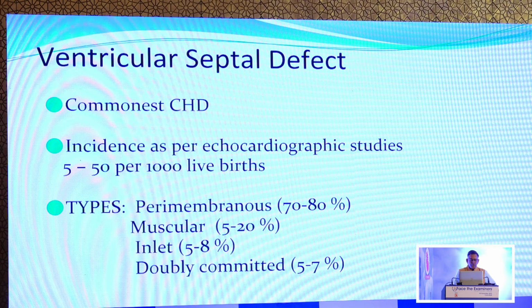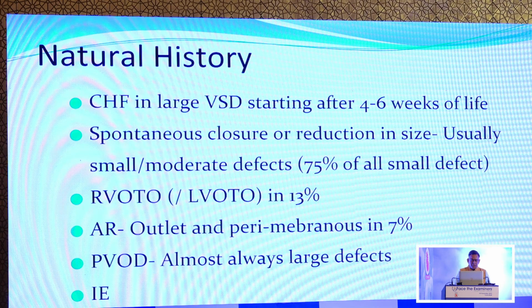Ventricular septal defect is the commonest. These are the types. Congestive heart failure occurs in large VSD, we know about it. This is the outcome. Spontaneous closure occurs in 75% of small VSDs, but large ones will not close. Another type which will not close is malaligned or outflow VSDs. AR may happen in 7%, and Gasul phenomenon or RVOT obstruction may happen in another 10%.